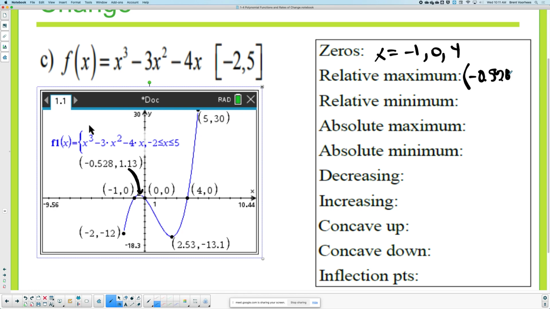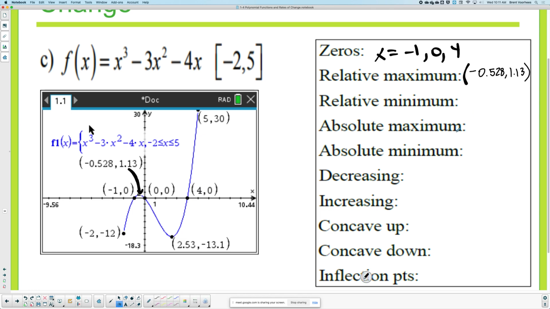I'm going to have to switch over to my board here. I can write finer with this thing. It doesn't show up as big work for your eyes, but it is finer, so I can fit it in with this. Negative 0.528, comma 1.13.